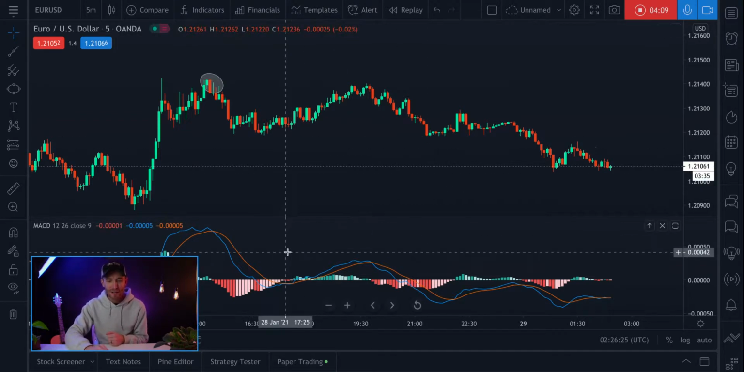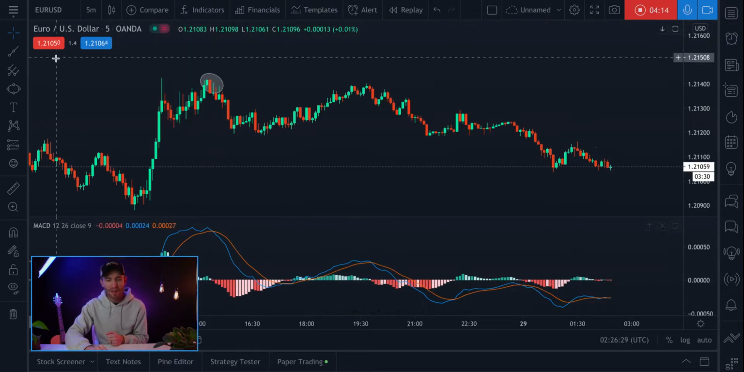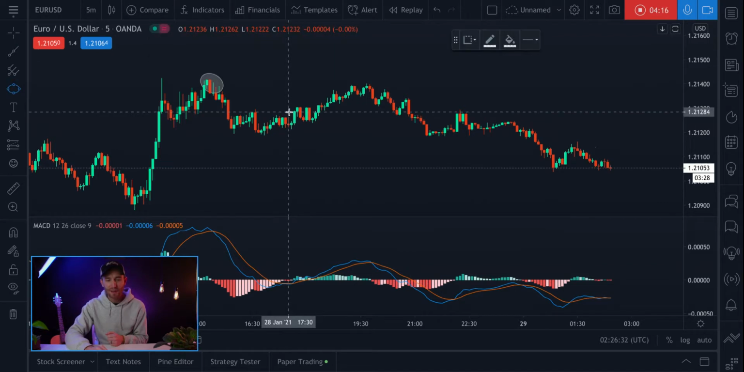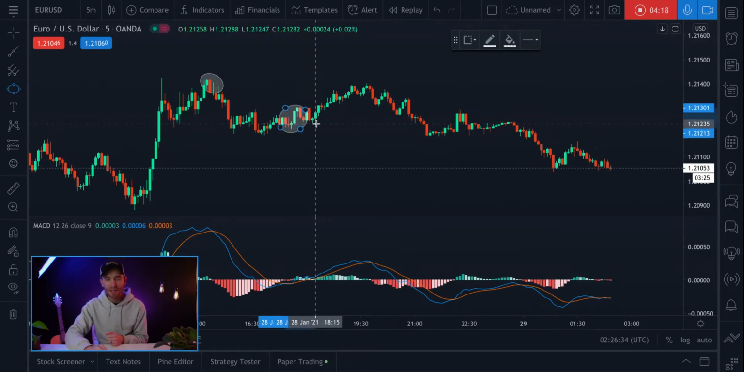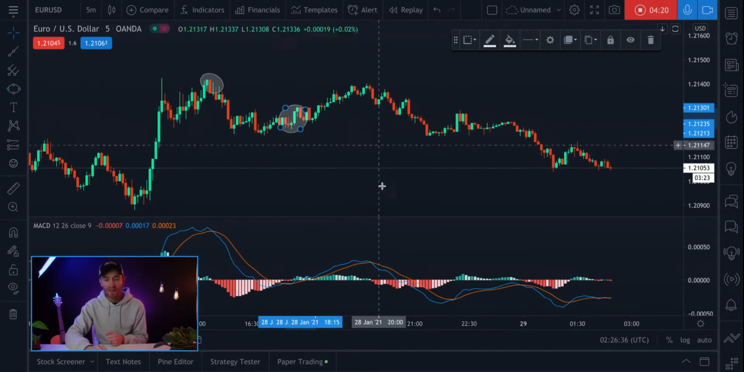All right, so take a look right here. Right around this area, you see the blue line move above the orange line. And what happened on the price? Right around this area, we see that the price actually started to move up. Great, let's keep following this.